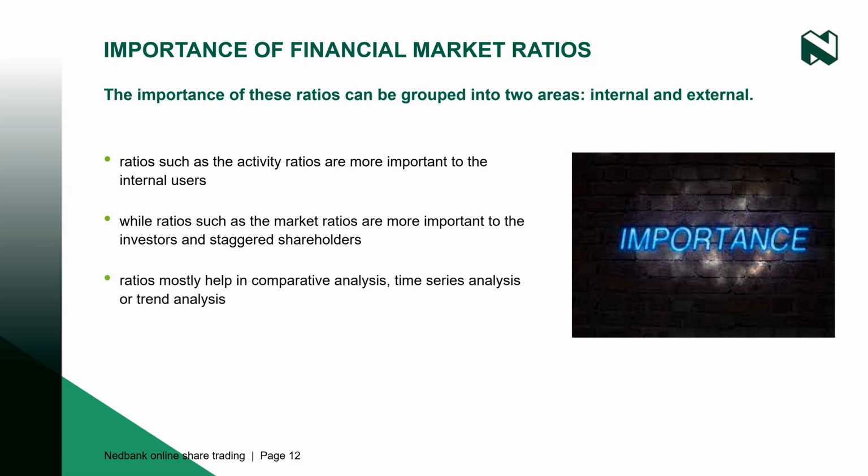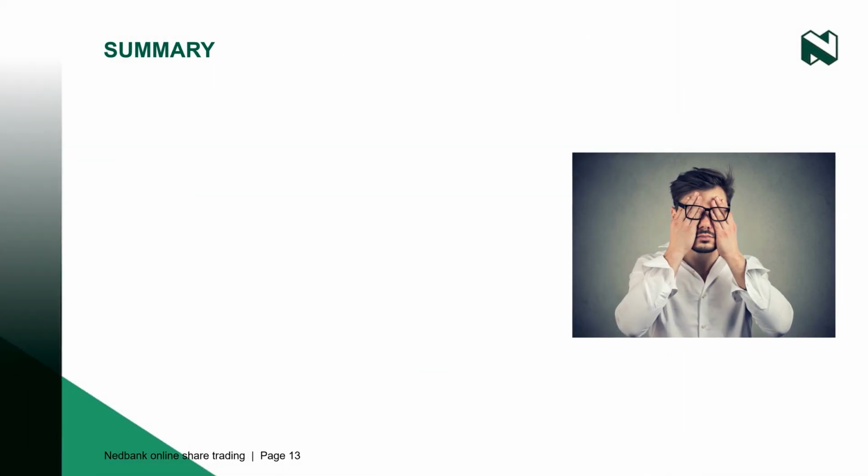Ratios mostly help in comparative analysis in the peer group or time series analysis, or even in trend analysis to measure where an area is declining or improving. Ratios can help investors decide whether it is worth investing in a company or not. In summary, although they may seem intimidating at first glance, all of the ratios we have mentioned can be calculated by comparing numbers that appear in the company's financial statements.